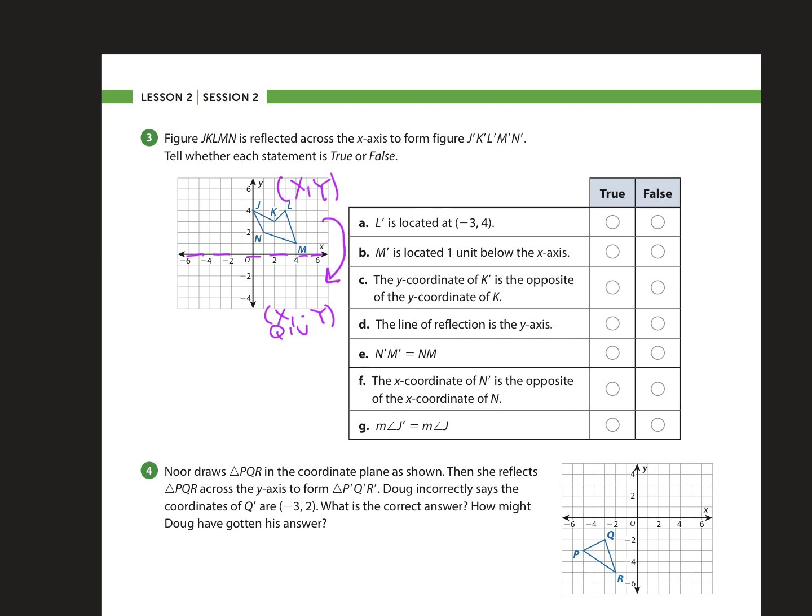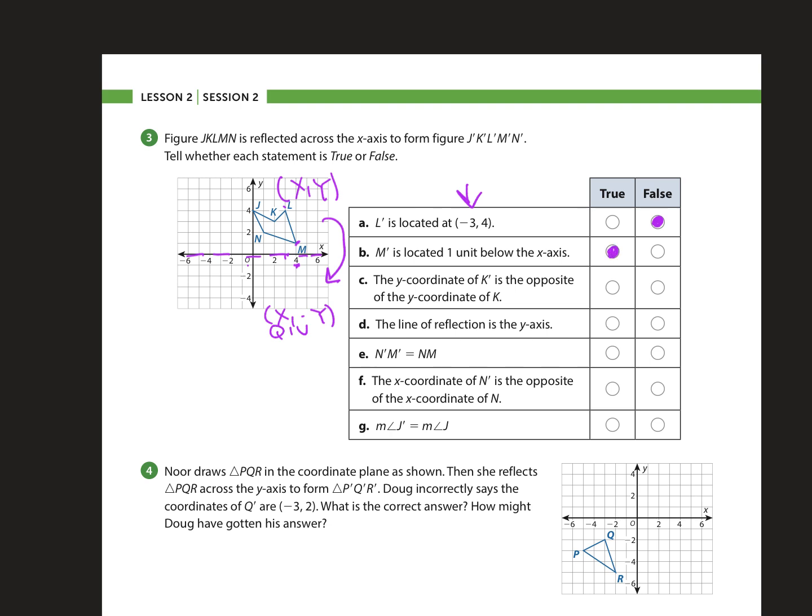I think it's a good idea to write all the ordered pairs, but let's see if we can do this without doing that. L is located at negative 3, 4. L prime is at 3, 4. And when I reflect it, is the X going to be negative? No, the Y is. So I didn't really have to find the ordered pair. M prime is located 1 unit below the X-axis. M is 1 unit above, so yes, M prime is 1 unit below. That is a true statement.